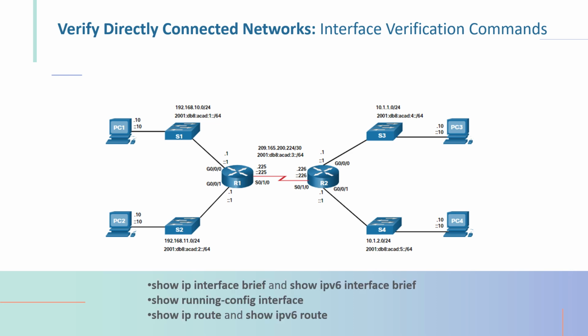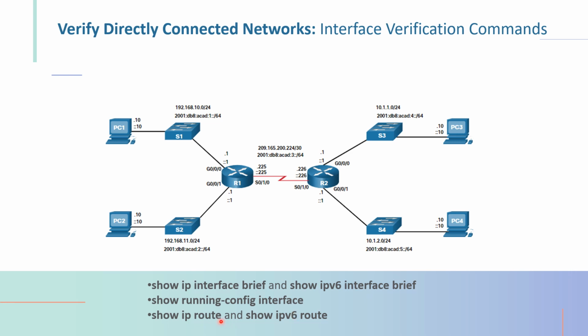By using the show ip interface brief or show ipv6 interface brief, we will be able to display a summary for all interfaces, including the IPv4 or IPv6 address of the interface and current operational status. And by using the show running-config interface followed by the interface ID, we will be able to display the commands applied to the specified interface.